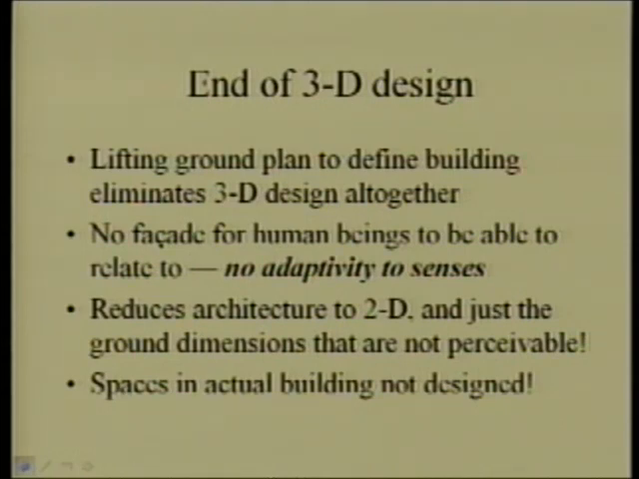Not having a facade that is designed directly, leaving the facade to be the indirect consequence of the horizontal lines, does not adapt to the senses of the people, the users outside the building, approaching the building, entering the building. This is the design that most people will experience in an urban context. It makes that design incidental, and it reduces architecture to two dimensions.